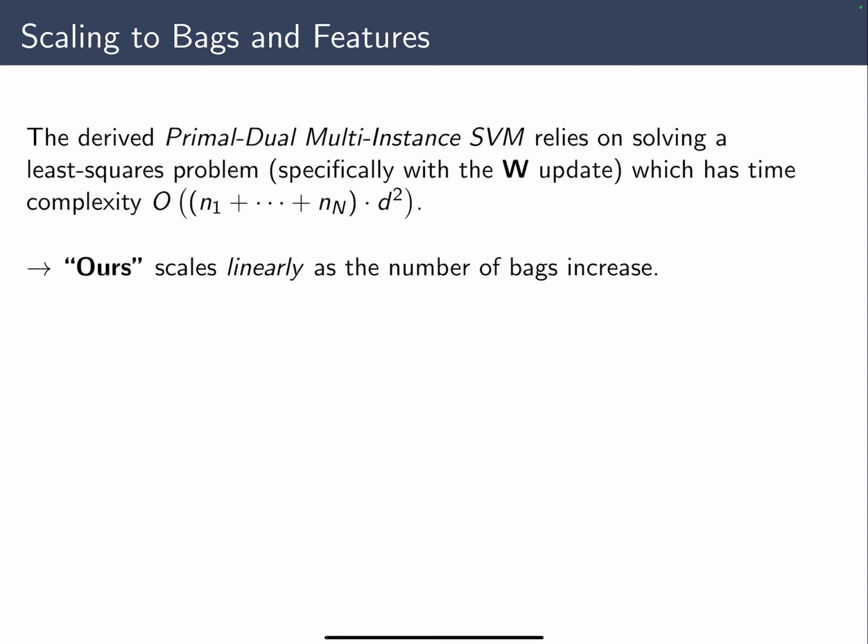The derived Primal-Dual Multi-Instance SVM steps rely on solving a least squares problem, specifically with regards to the K hyperplanes in W, which has time complexity (n1 through plus nn) times the number of features squared. Thus, our approach, as derived in our paper, scales linearly as the number of bags increase.